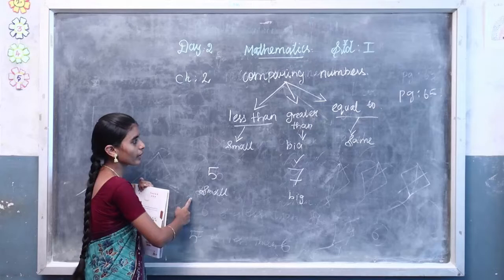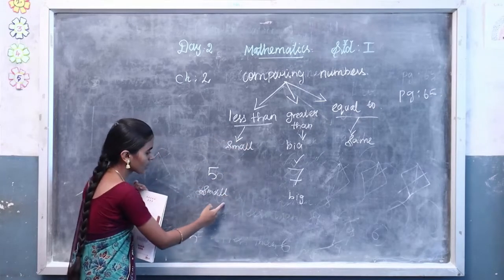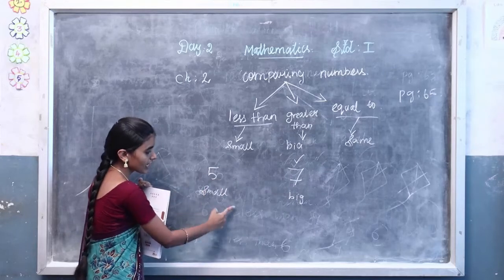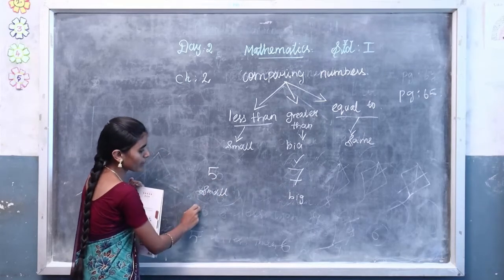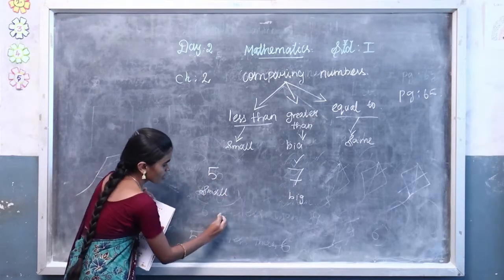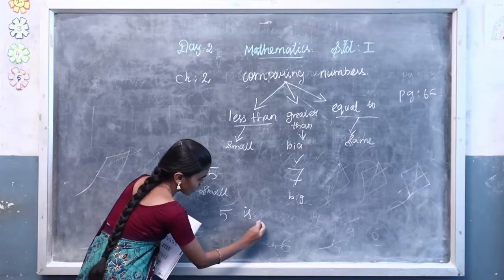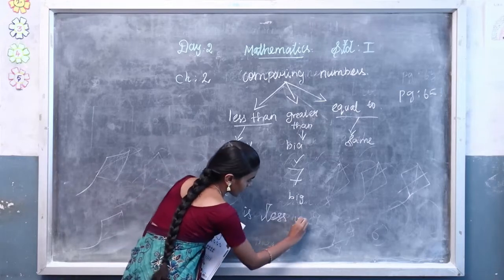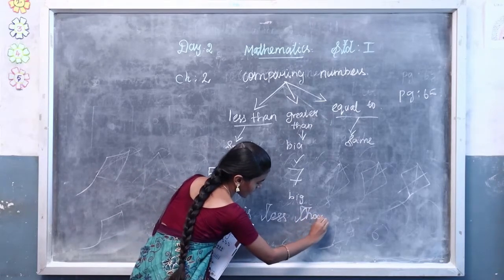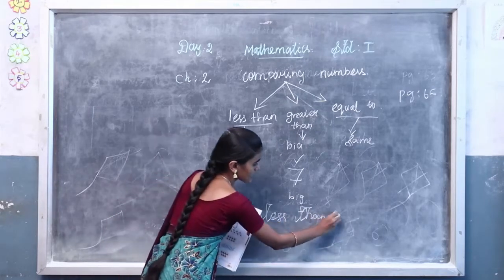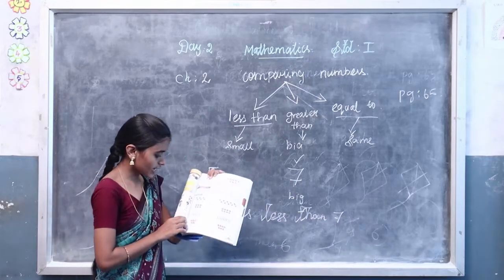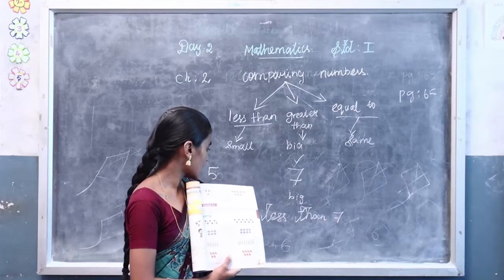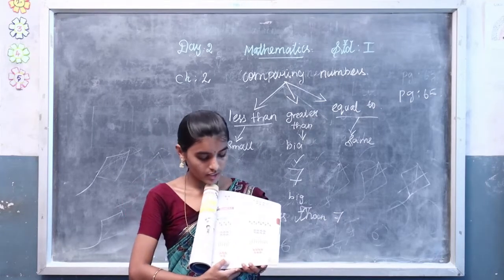For indicating the small number, we have to use the word less than. So write 5 is less than 7. 5 is less than 7 because this is the small number. 5 is less than 7. So write 5 is less than, L-E-S-S, less than, T-H-A-N, than 7. So this is the answer for the fourth question. Did you all write it? The sentence 5 is less than 7 in the dash.